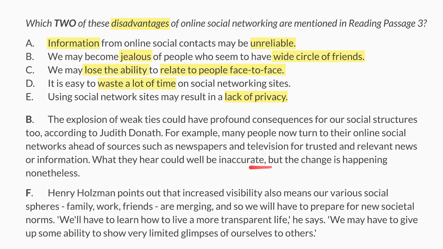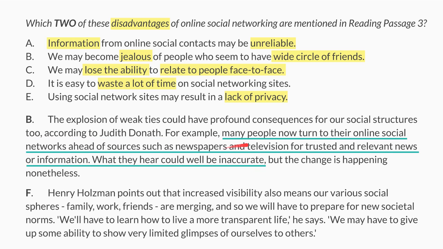So over here, we have the term inaccurate. It's saying that when people turn to social networks for news, when they're looking for trusted and relevant news, the information that they find can be inaccurate. This is a disadvantage. We don't see the word disadvantage, but this is an example of a disadvantage. That is synonym language. So in this area, we have found our matching sentence.